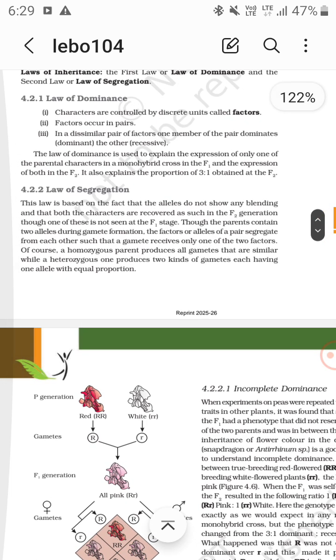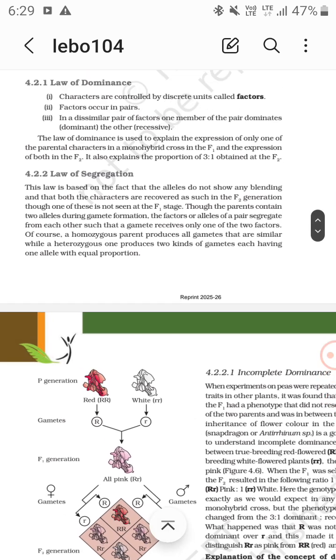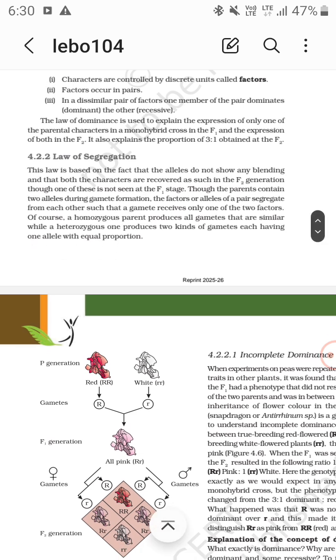Remember the 3 is to 1; it is also explained at the F2. Now the law of segregation. This law is based on the fact that the alleles do not show any blending and that both the characters are recovered as such in the F2 generation, though one of these is not shown at the F1 stage.